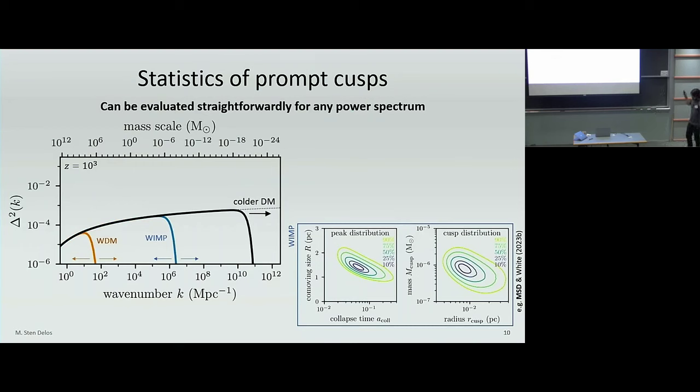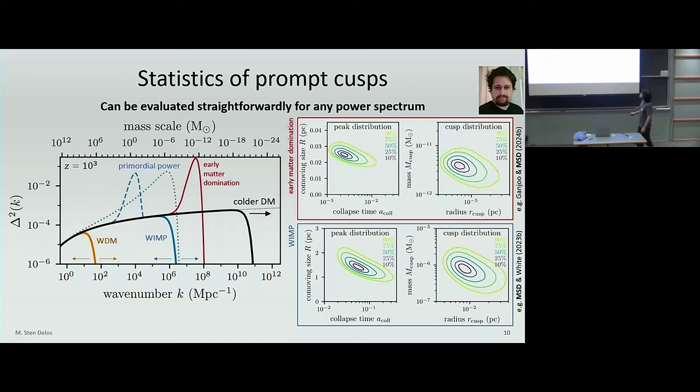Because I want to emphasize that this can be done easily for any power spectrum. So this relates, of course, to the properties of the dark matter. We could have warm dark matter with a much larger smoothing scale, or we could even consider much colder dark matter. And this also connects to the physics of the early universe, because you could change the primordial power spectrum, for example, due to inflation. You could think of other early universe physics, like a period of early matter domination. Actually, Himanish Ganju worked out some observational implications of prompt cusps in early matter domination scenarios.